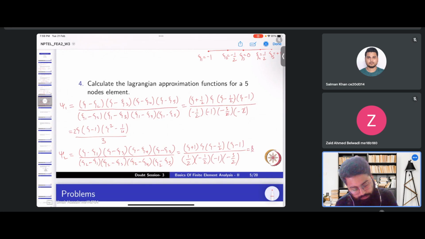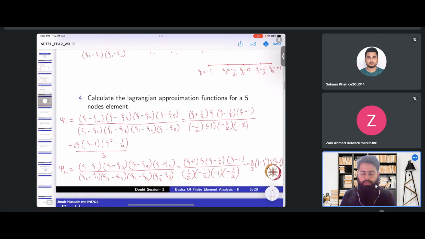Okay, we can get 8 by 3, 1 minus zeta squared, zeta, zeta minus half. So this is the shape function for the second node. Likewise, it's pretty trivial. We can go ahead and find the shape function for the other nodes also. If this is a simple formula-based problem, there shouldn't be any doubt here. If yes, please let me know.